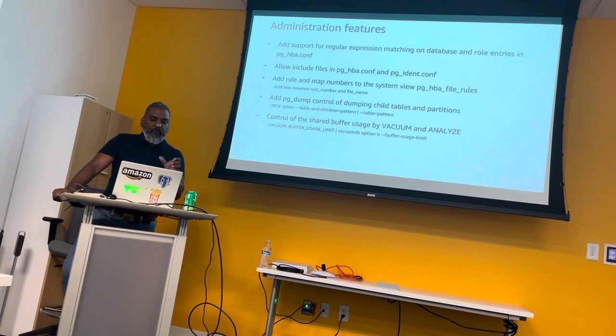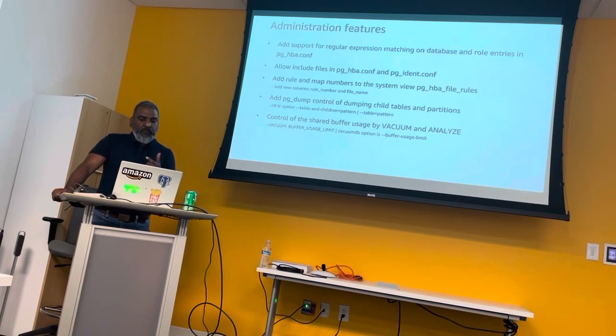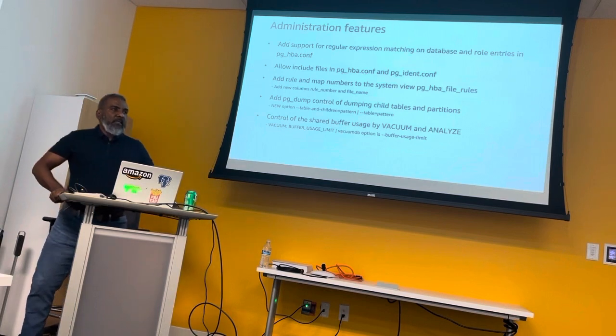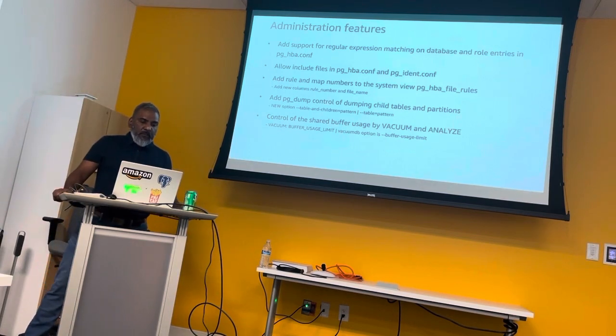For that feature, they had to add some new columns in the system view called pg_hba_file_rules. This is also good for managed databases where you cannot connect to the host. You can just select from this view, pg_hba_file_rules, and find each rule. The new columns added are rule number and file name, so that you can find out which file was included in my pg_hba.conf.